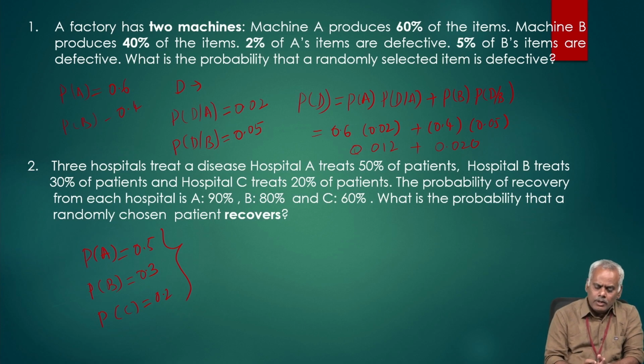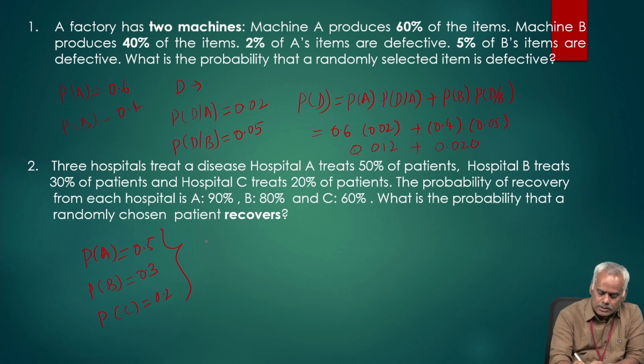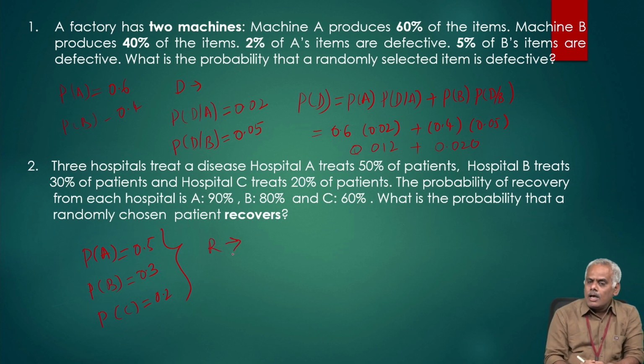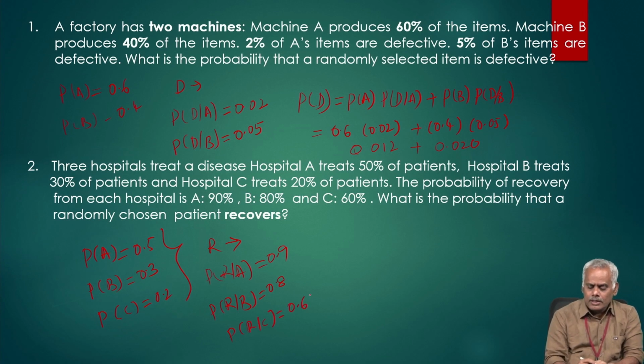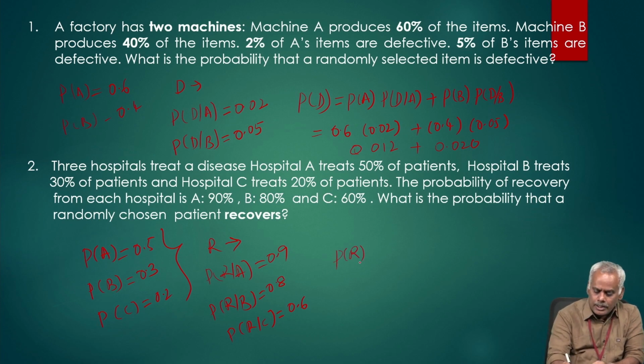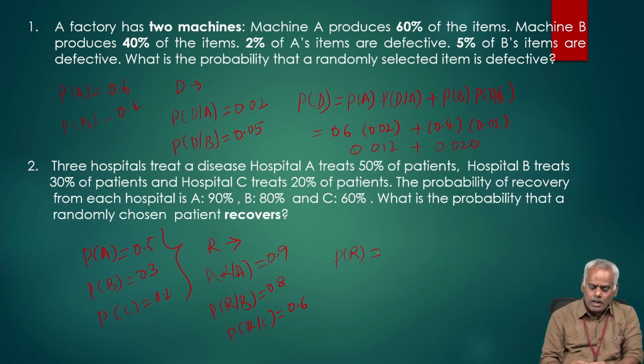The probability of recovery of each hospital is 90%, 80%, and 60%. So if you consider R as the event of recovery, then probability of R given A is 0.9, probability of R given B is 0.8, and probability of R given C is 0.6. So what is the probability that a randomly chosen patient recovers? So probability of R is 0.5 into 0.9, 0.3 into 0.8, 0.2 into 0.6.